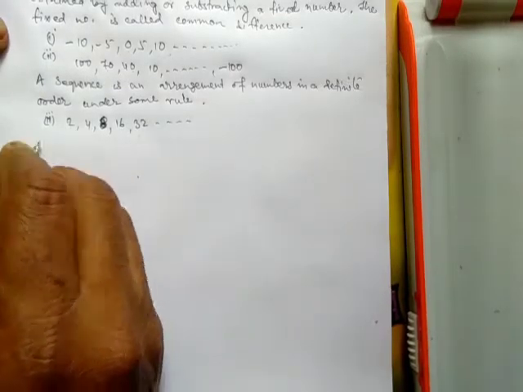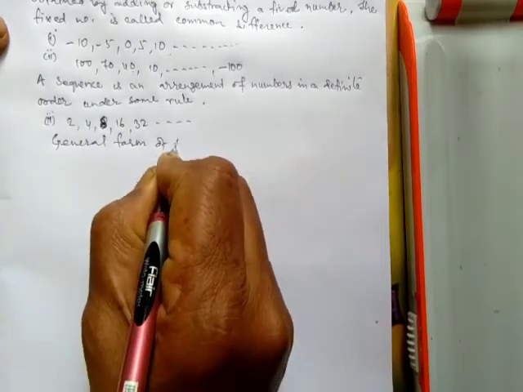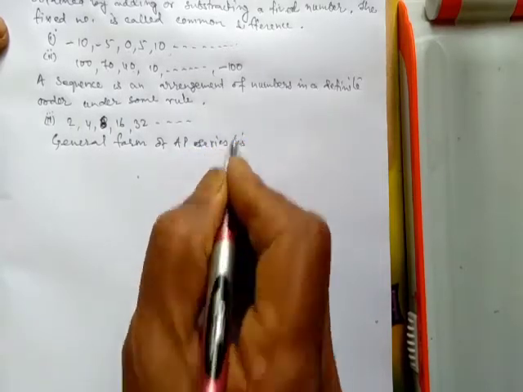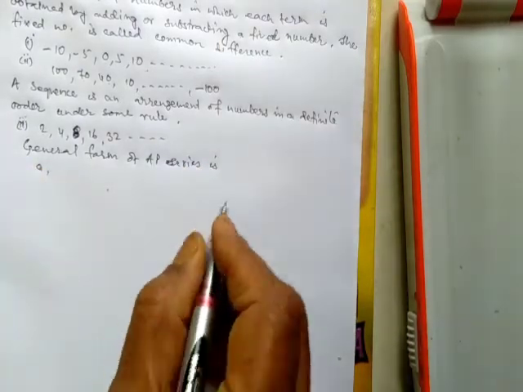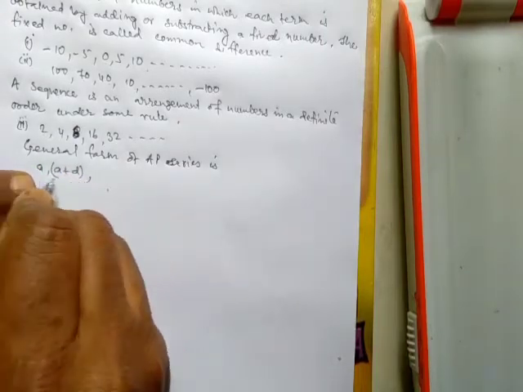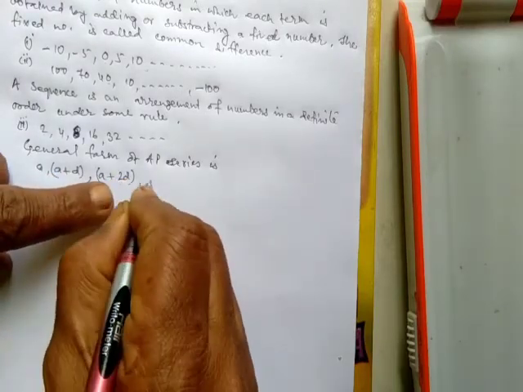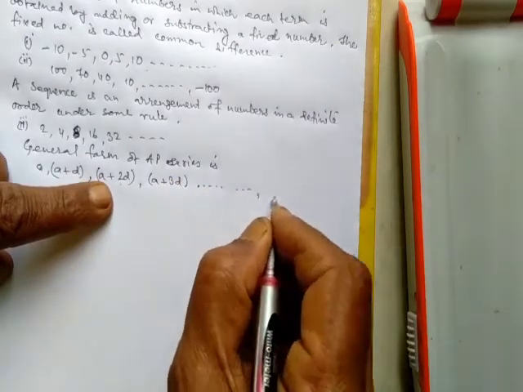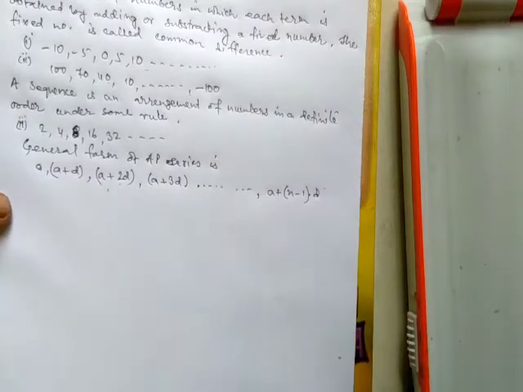So the general form of an AP series is a, a plus d, where d is the common difference. This is the second term. You add d here, you will get the third term. You add one more d here, you will get the next term. Like this, it goes up to the last term, a plus (n minus 1) into d. So this is the last term.